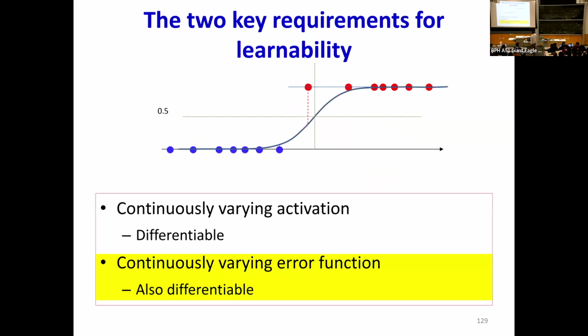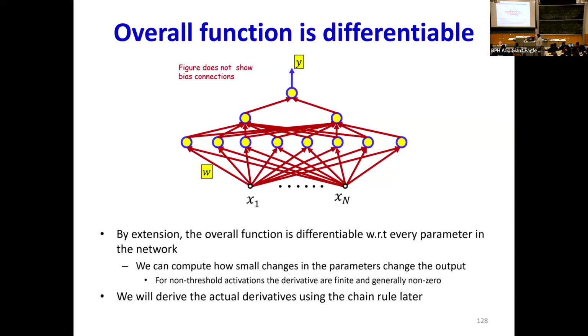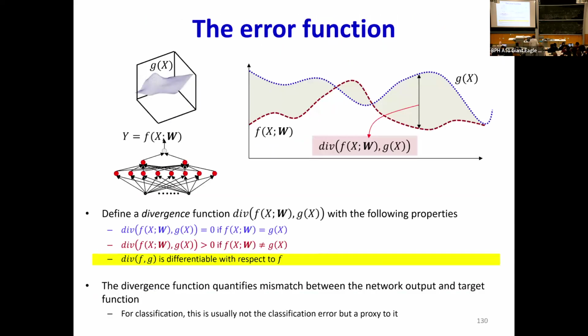The second one is the continuously varying error function. This must also be differentiable. Why so? Because it's not enough to say that perturbing this w perturbs y. We need to be able to compute how much perturbing this w perturbs the error. And so you want the error to be differentiable. Now, given all of these, this is how we're going to define our error function. We define it in terms of a divergence function.